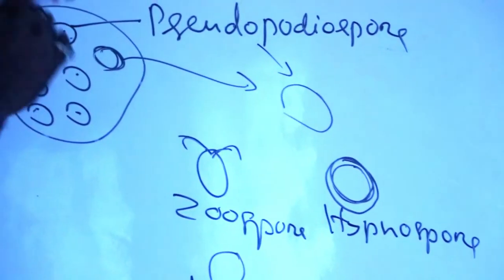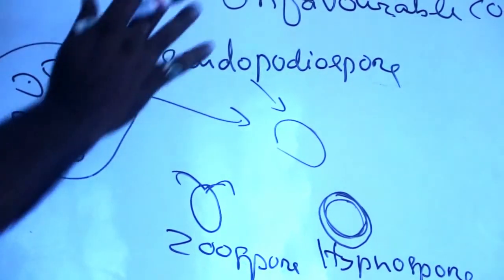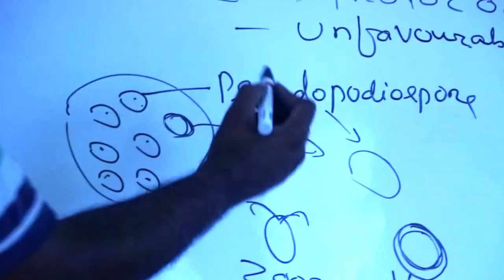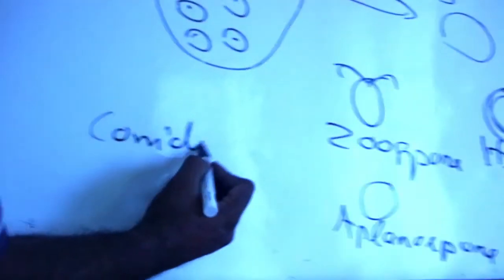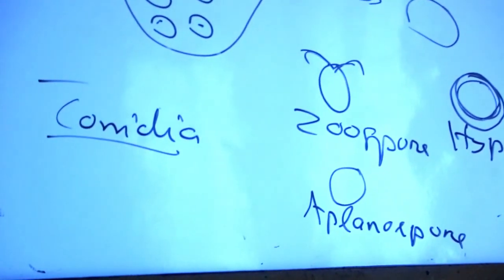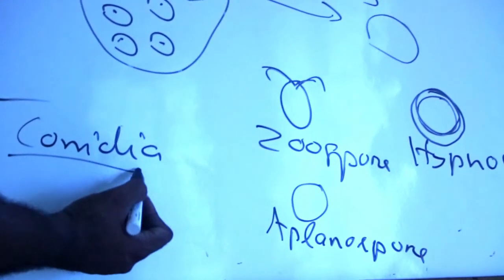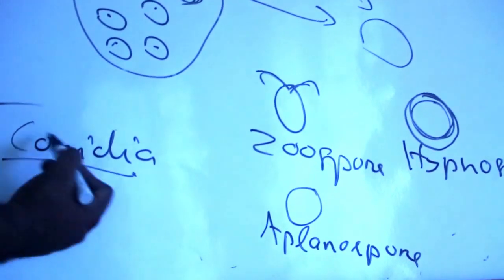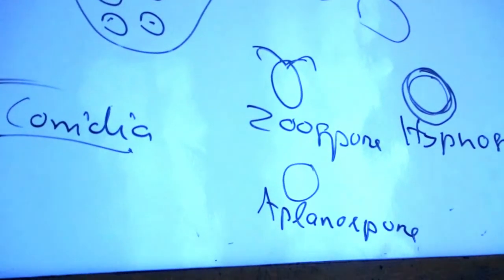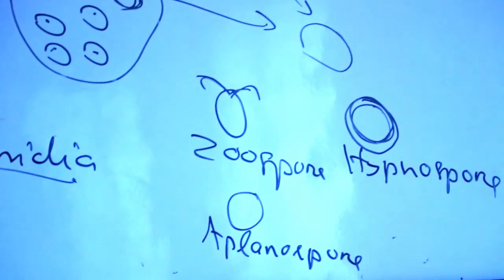Then in case of fungi, conidia are also involved in the asexual reproduction method. Conidia are one type of detachable sporangia. They are non-motile and produced by some higher fungi and involved in asexual reproduction. It is all about asexual reproduction.